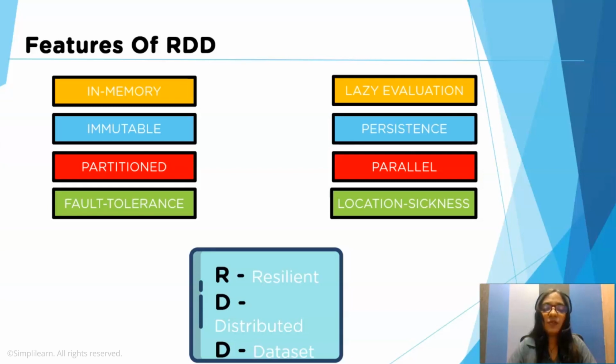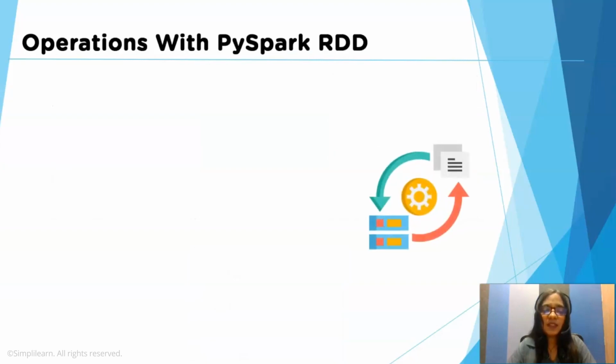RDDs allow you to do various operations to complete a certain goal. So with this, let's look at the operations with PySpark RDD. A fundamental data structure in PySpark is the Resilient Distributed Dataset, or RDD, a low-level object. PySpark RDDs are very effective at handling distributed jobs. Any task can be completed using a collection of operations in PySpark RDD. These processes fall into two categories: data transformation and action.